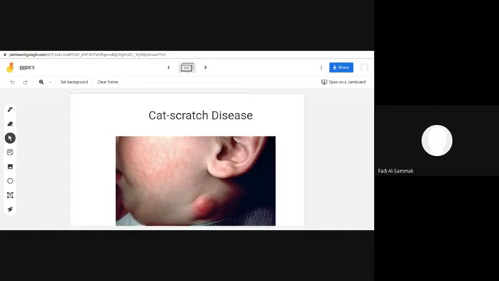So, from its name, cat scratch is associated with cats, either directly or from the cat fleas. This one, as we said, is caused by Bartonella henselae. It is self-limited, and the lymph nodes can be enlarged, tender, and painful, and can disappear within weeks or even months. However, this might change and may be associated with suppuration and pus discharge.